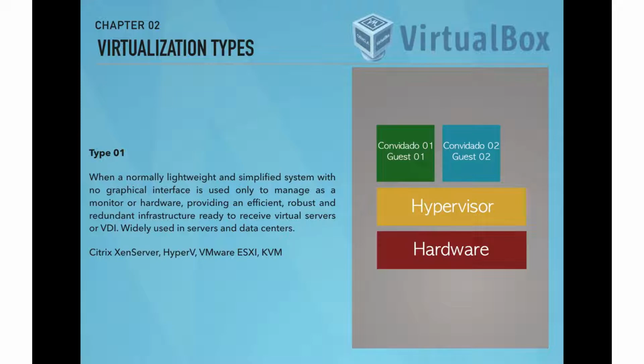Type 1, where a normally lightweight and simplified system with no graphical interface is used only to manage the hardware as a monitor, providing an efficient, robust, and redundant infrastructure ready to receive virtual servers or VDI, widely used in servers and data centers. For example, Citrix XenServer, Hyper-V, VMware ESXi, KVM, which you can see in the image on this side.